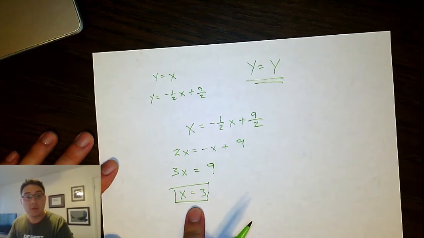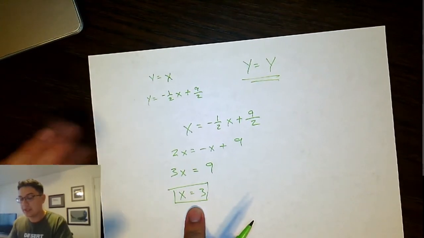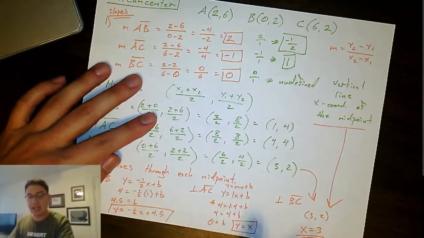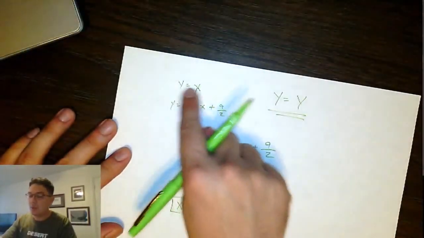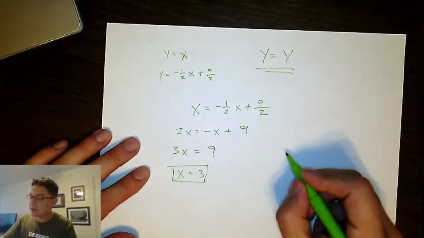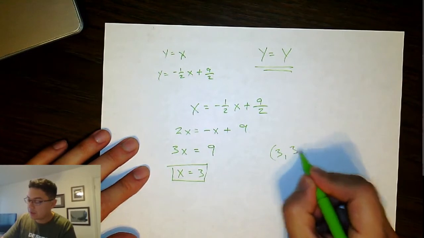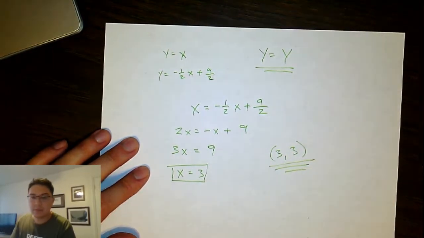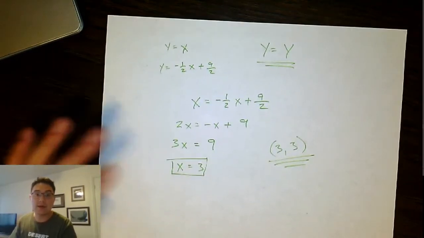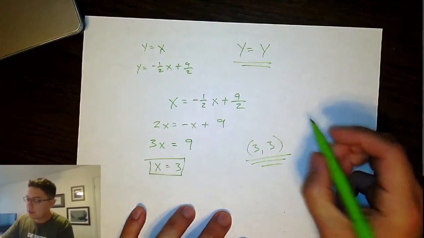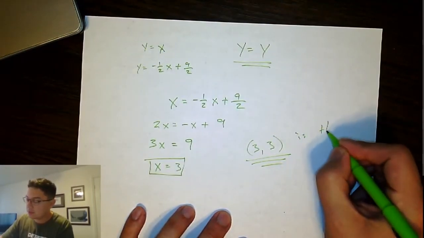Alright, so we found that x is equal to 3. That's good. We know that y is equal to x by one of our earlier lines that we found here, which actually acts like an identity for us. We know that y is equal to x. We know x is equal to 3, so that gives us the coordinate pair 3, 3 for our circumcenter as the intersection of these two lines. So this is the circumcenter of the triangle.